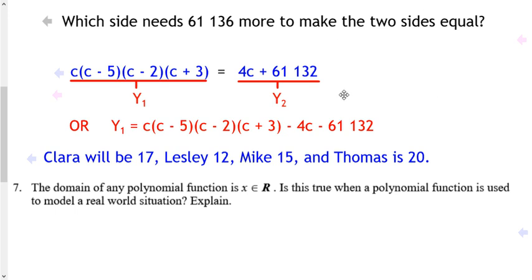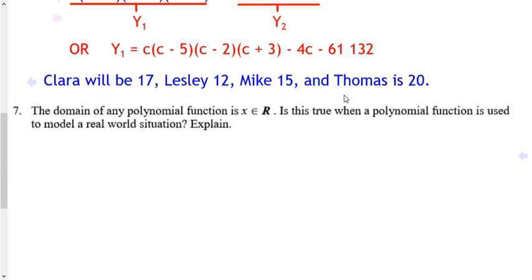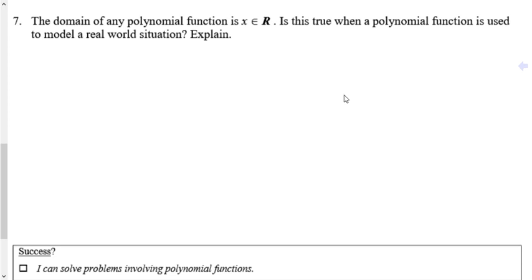Final question for this lesson is number 7. The domain of any polynomial function is that x can be any real number. Is this true when a polynomial function is used to model a real-world situation? I'd like you to pause the video here to think about it, come up with an explanation, and then restart the video to see how I would answer this question. You can pause now.